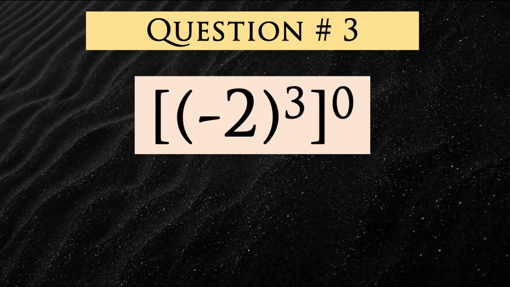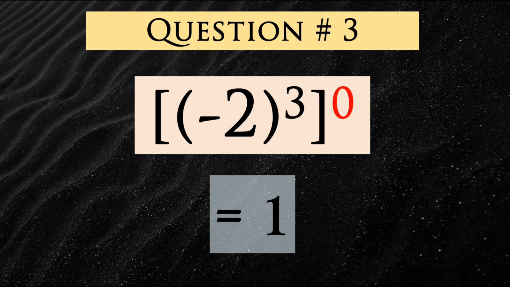Okay, so let's have the final question, question number 3. So we have bracket negative 2 cube raised to 0. So you know that the expression is raised to 0, and any expression raised to 0 is 1, except for 0, because 0 raised to 0 is indeterminate, as we've explained earlier. So our answer for this question is 1.